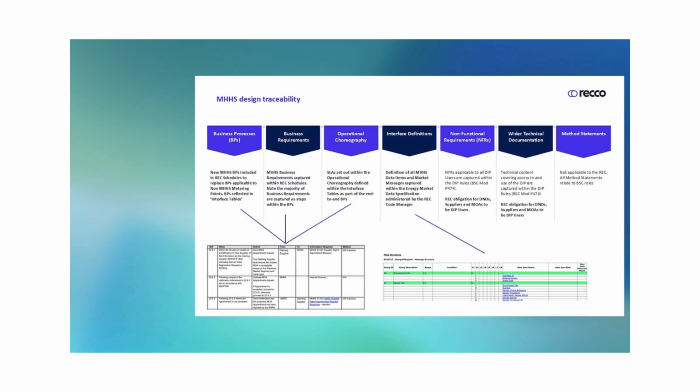In terms of the how, as John referenced earlier, all of the market messages, all of the data items associated with the new DIP flows and the changes to the DTN, have been captured in the energy market data specification, that product. That's an existing product that hopefully many of you will have seen before. There's an example of it in the bottom right. That's been updated, and it holds the information on the changes for the REC, the BSC, and the DCUSA.